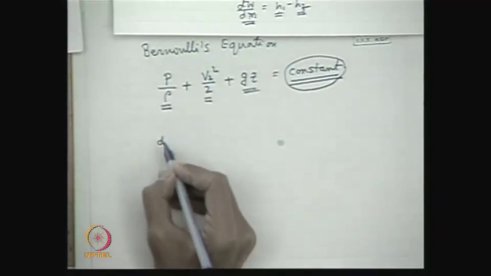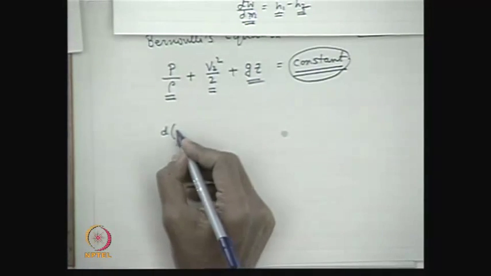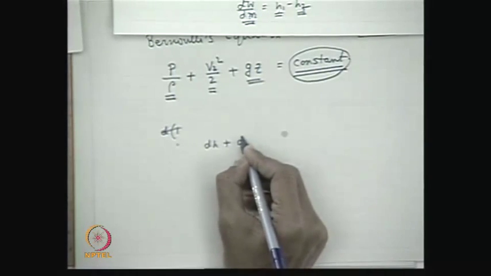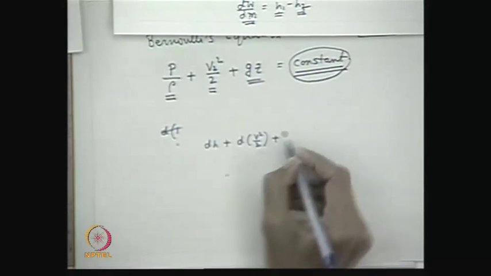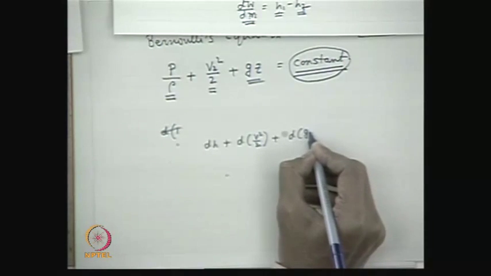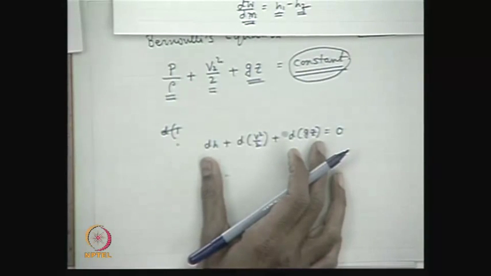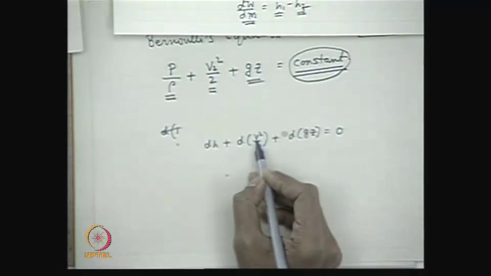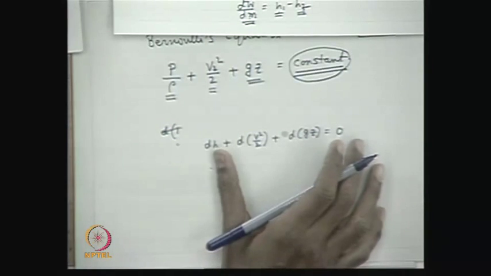This is very simple. We can write it in differential form as dh plus d of v square by 2 plus d of gz is equal to 0. Because if you integrate it between sections 1 and 2, you get h2 minus h1 plus v2 square by 2 minus v1 square by 2 plus g times z2 minus z1.